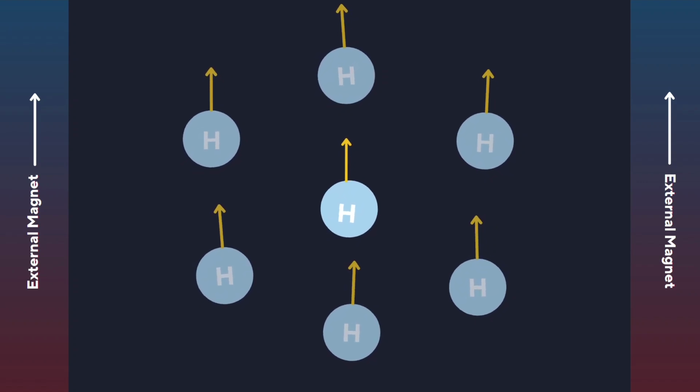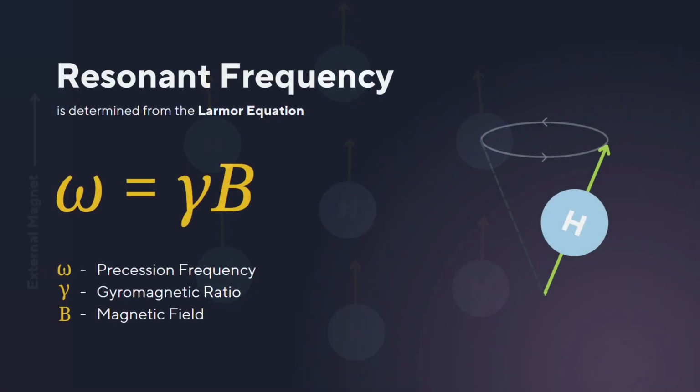So this resonant frequency of the protons is determined by the Larmor equation. And according to this equation, the resonant frequency is proportional to the external magnetic field. Omega here is the precessional frequency of the proton, gamma is called the gyromagnetic ratio, and B is the strength of the external magnetic field.